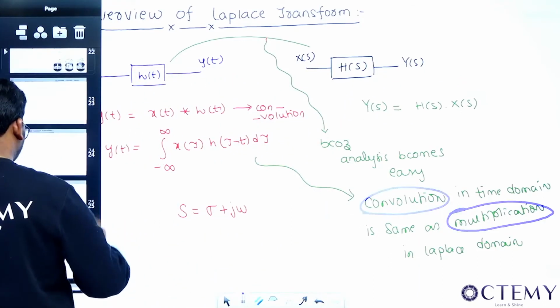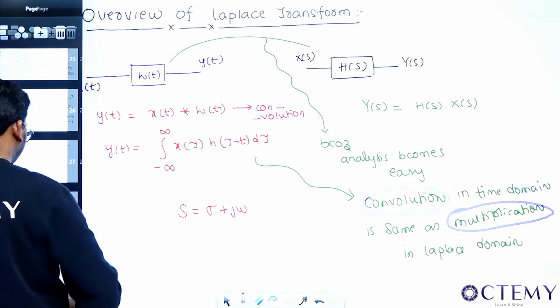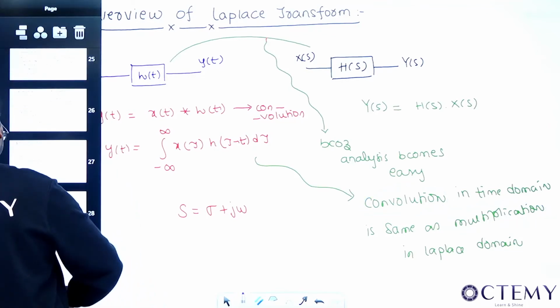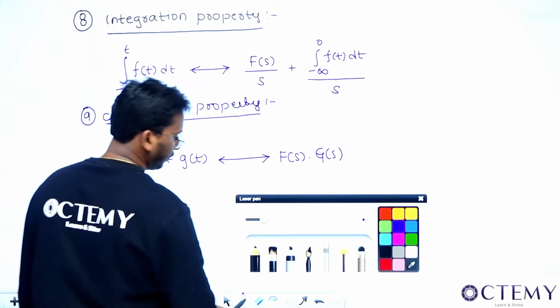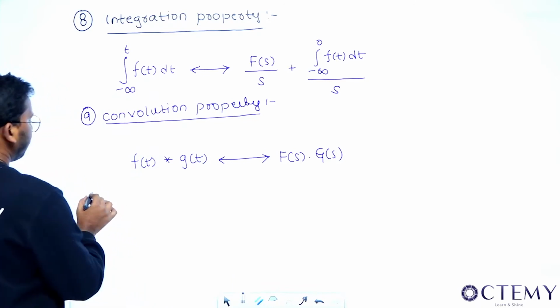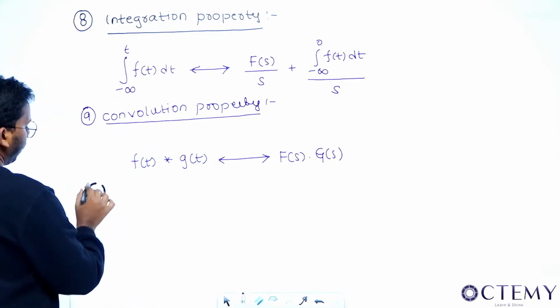Similarly, if I go to the last property, see, sir, what is the last property? That is the 10th property. The 10th property is the final value theorem and initial value theorem. So this is also mostly used.